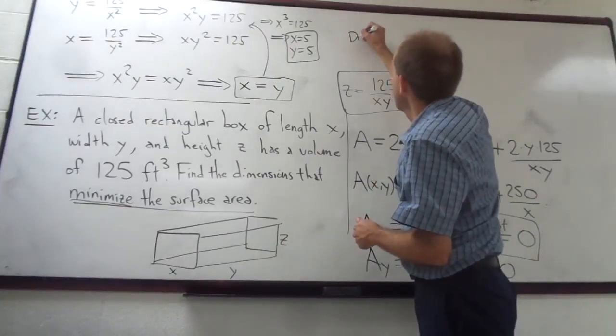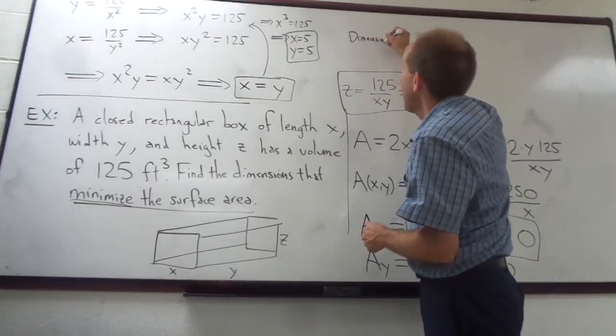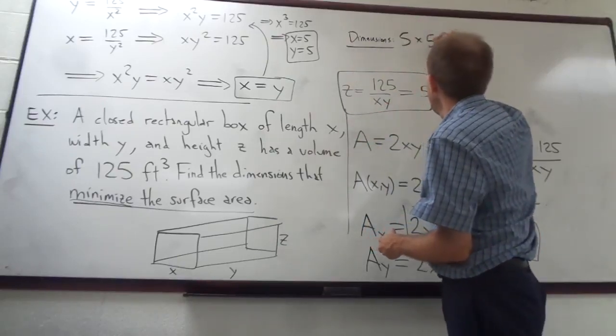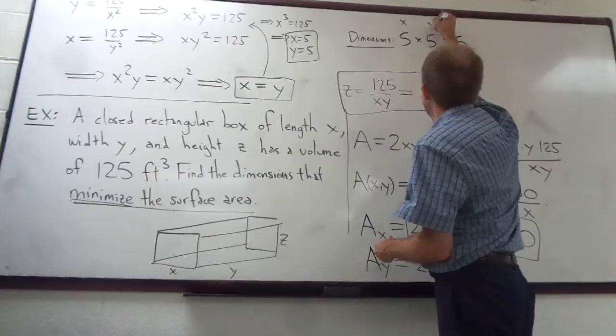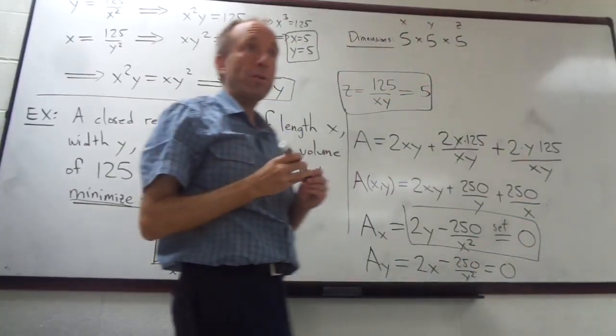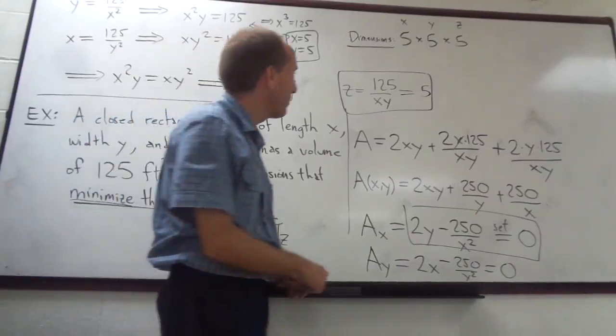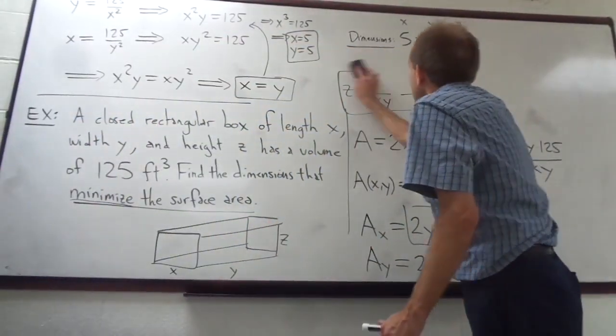So the dimensions that you're looking for here, again, without ever using the D-test at all, is just 5 by 5 by 5. Length, width, and height are all equal to 5. In other words, it's actually a cube. It's the shape of a cube. Okay? I hope that makes sense.